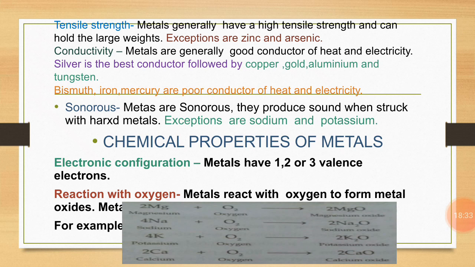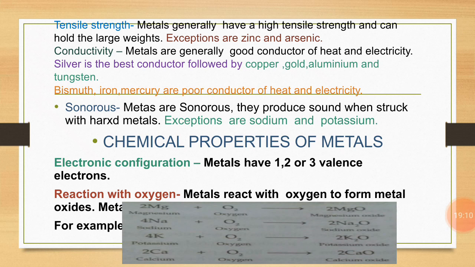And we must know about the nature of that oxide that is formed after the reaction of the metal with oxygen. For example, we are going to take the example of magnesium and conduct an experiment. In that experiment we will observe the nature of the oxide that is formed. The nature of the oxide is basic, meaning the metal oxide formed after the reaction of the metal with oxygen is basic in nature.